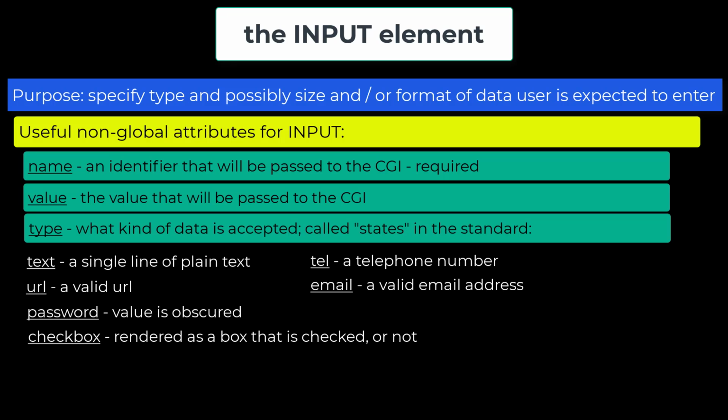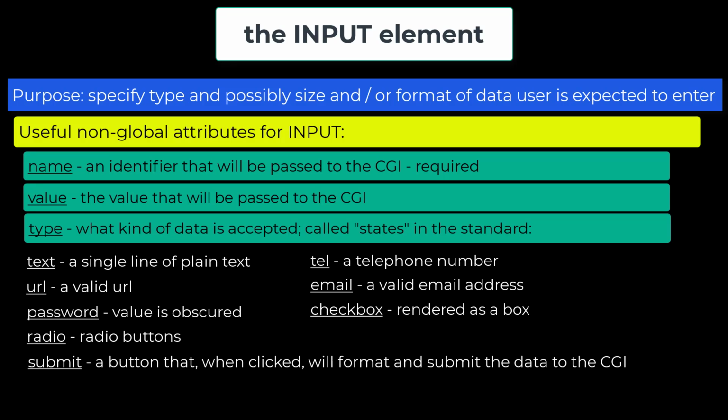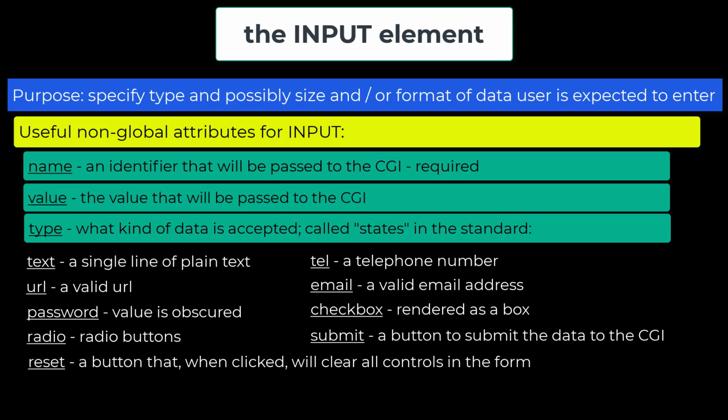Checkbox, rendered as a box that is checked or not. Radio. Usually several radio elements are grouped such that the user can select one and only one of the group. Radio buttons, we say. Submit, a button that, when clicked, will format and submit the control data to the CGI. Reset, a button that, when clicked, will clear all the input controls in the form. And button, a plain button with no predetermined action.